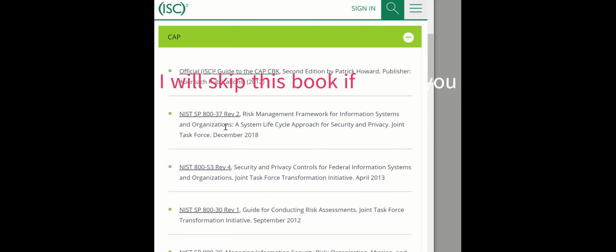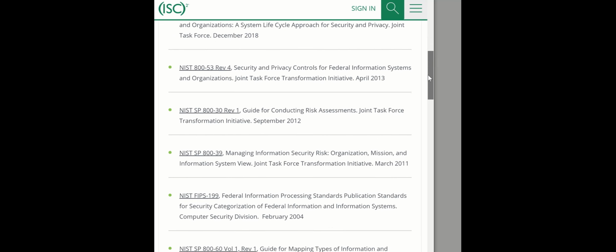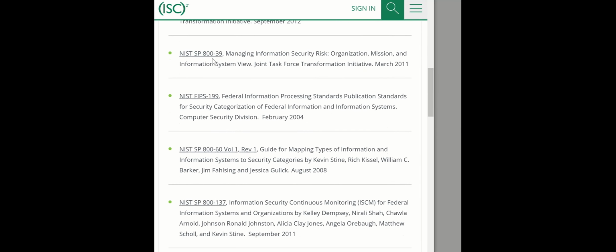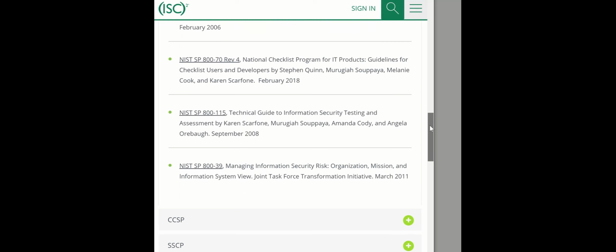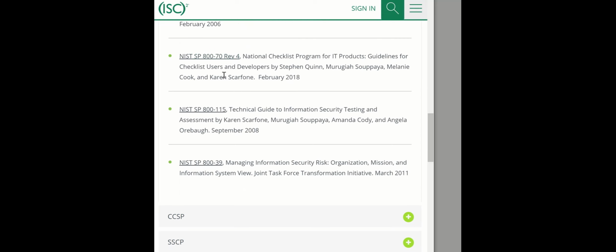We've got NIST 800-37 Rev 2, NIST 800-53 Rev 4, NIST Special Publication 800-30, NIST Special Publication 800-39, FIPS 199, which is a NIST document, 800-60, Volume 1, Rev 1, NIST 800-137, NIST 800-18, SSPs, NIST 800-70, NIST 800-115, NIST Special Publication 800-39.